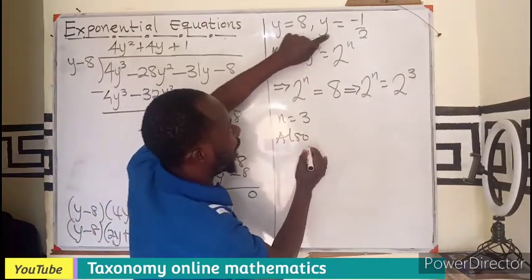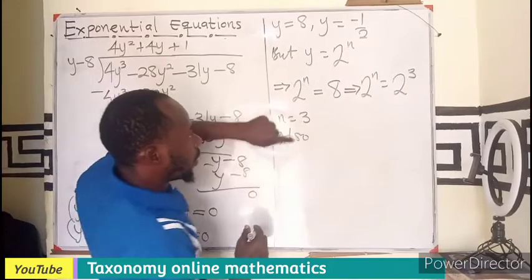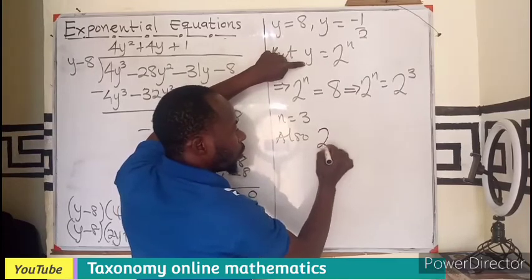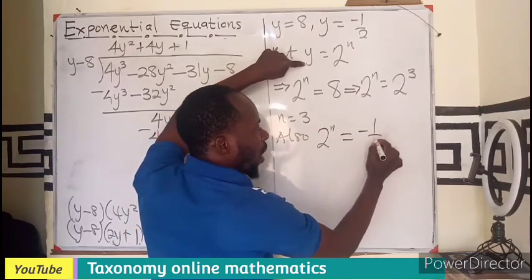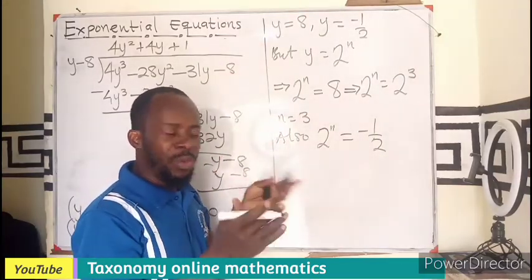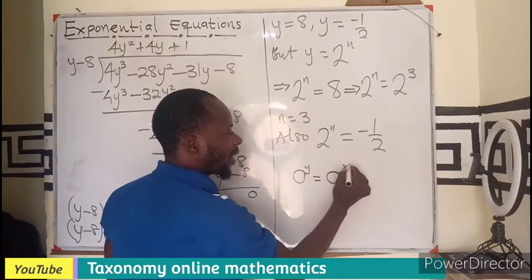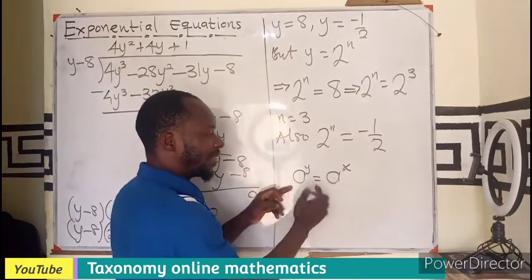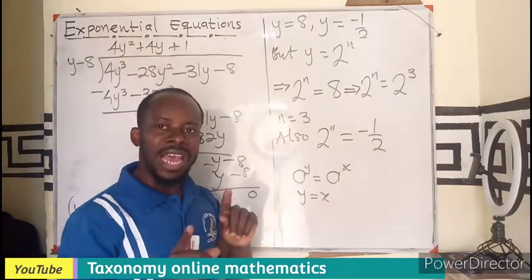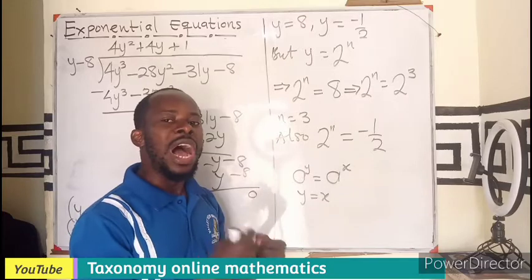And also, we know that y is the same as what? Minus this. So this is also going to be y, which is also minus half, meaning 2 exponent n is equal to minus 1 over 2. From the principles of exponential equations, we know that a exponent y equals a exponent x. We say that if these bases are the same, we take y to be equal to x, if only a is not a negative number or 0. If a is a negative number, it means you don't have a solution.